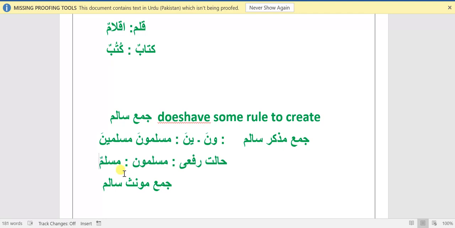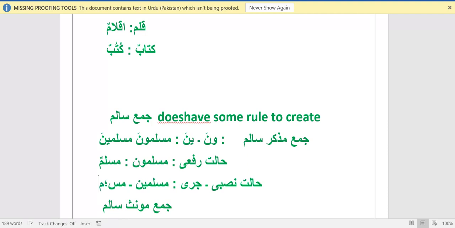For reference I have written the Wahid format. In halat nasabi and jarri, add ya. Muslimina. For reference I am writing the Wahid format, musliman or muslimin.